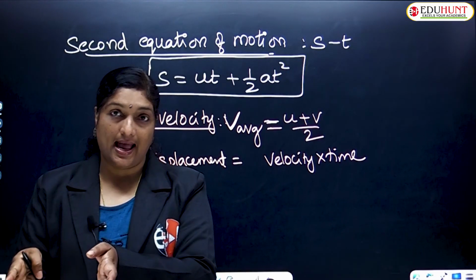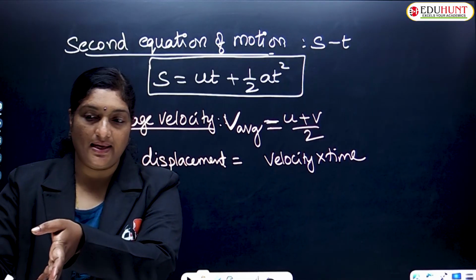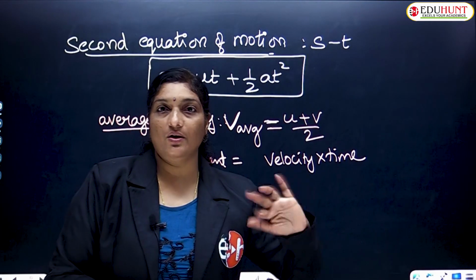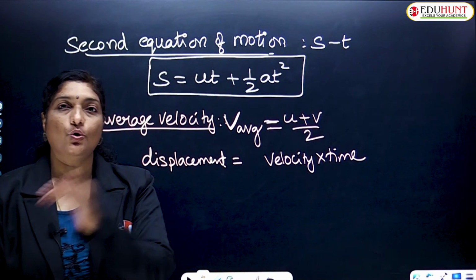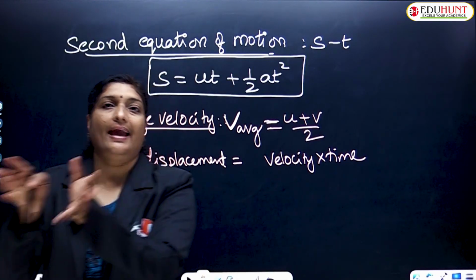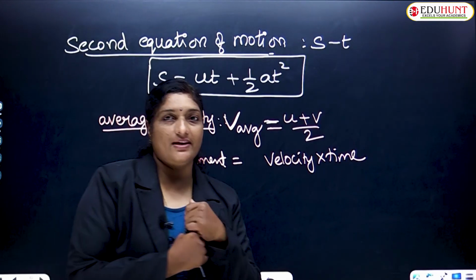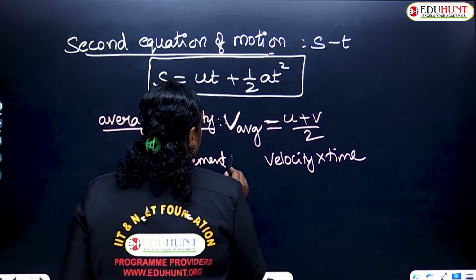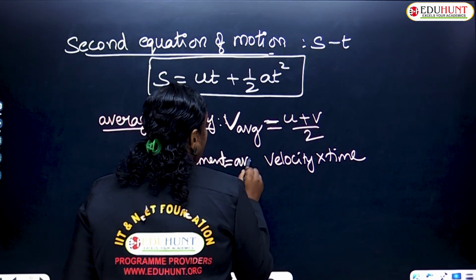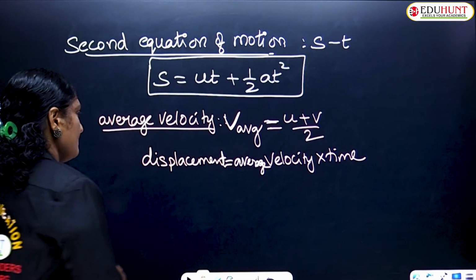At the beginning it has velocity u. The initial velocity at the beginning was u, and the final velocity at the end was some v. Then the average velocity is (u plus v) by 2. So instead of saying either initial or final, let us take the velocity as the average of the two. Hence, displacement is written as average velocity into time.